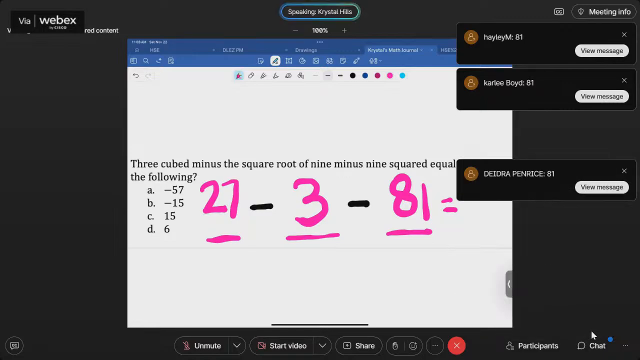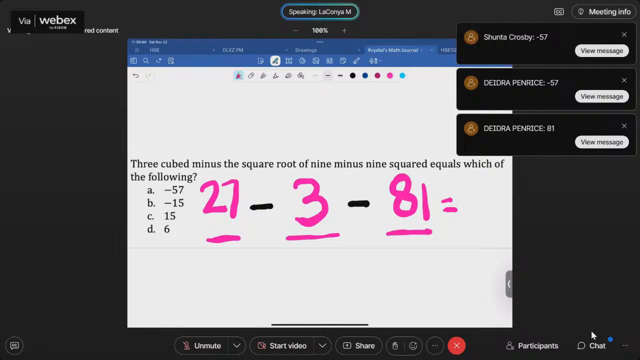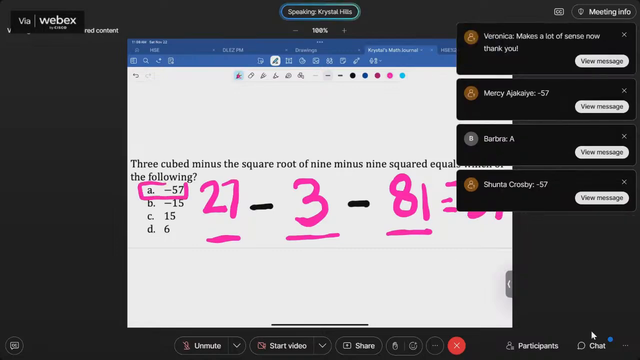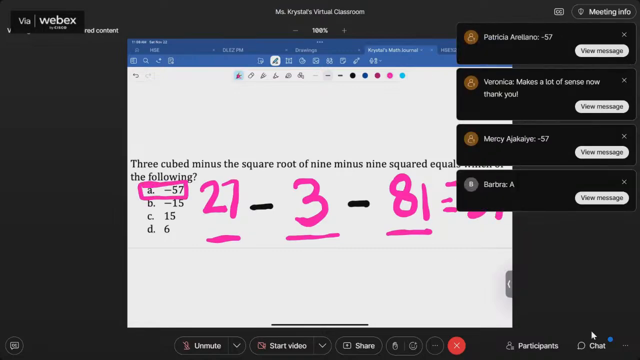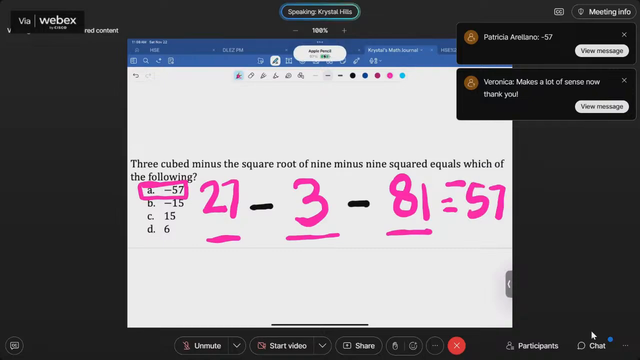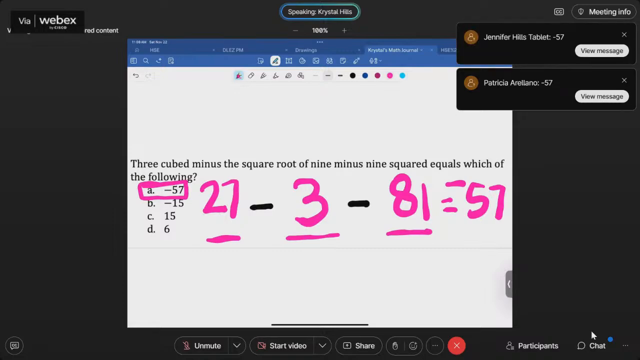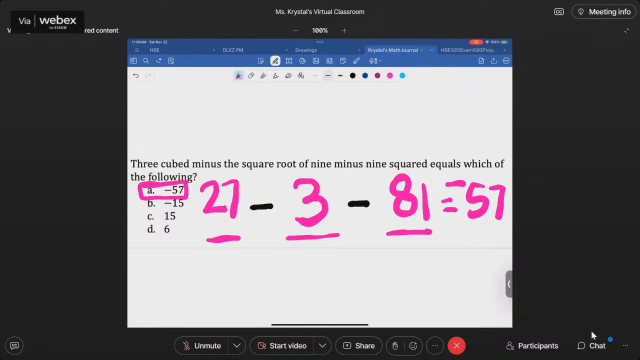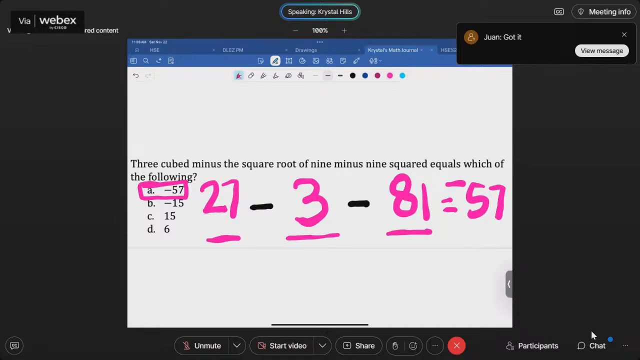Yes, Carly. Negative 57 is what I get. You just got to take it one step at a time. A lot of times we'll see these words and we're like, oh gosh, what is this talking about? It's too much. But if we just take it one step at a time, 3 cubed minus square root of 9 minus 9 squared, and then take those symbols and translate them into numbers.